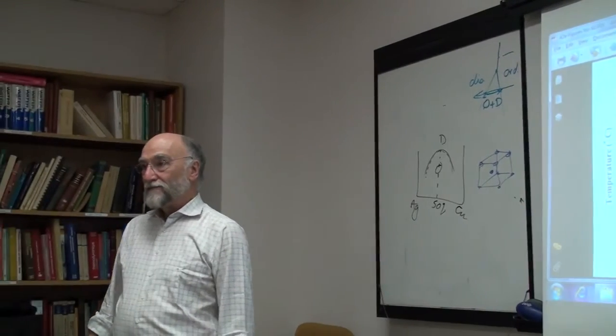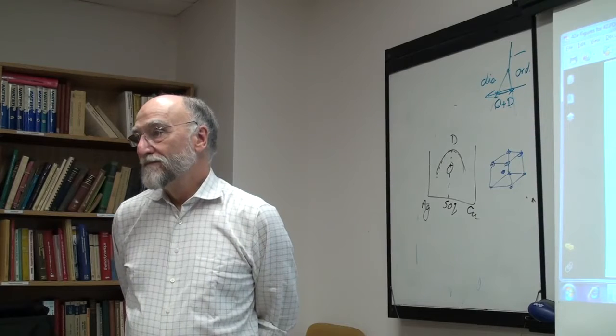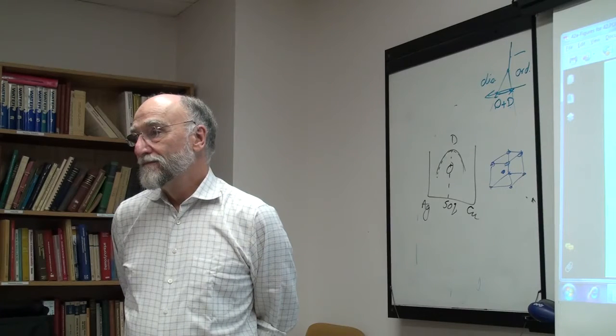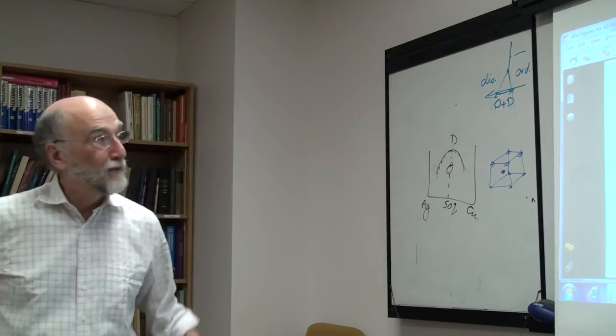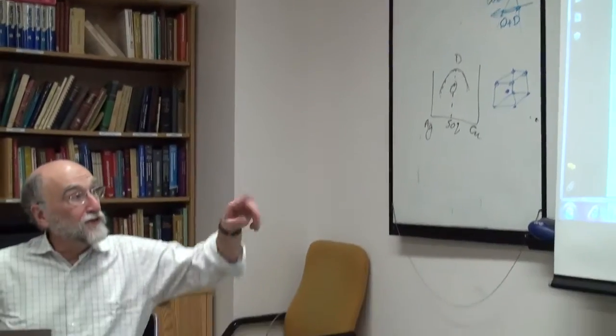Is that, the order-disorder transition, only observed in the cesium structure? No. I'll show you another example. There are several order-disorder transitions. This is just one. This is the A2-B2 order-disorder transformation.